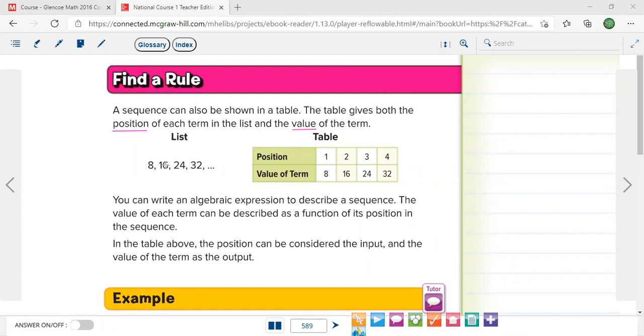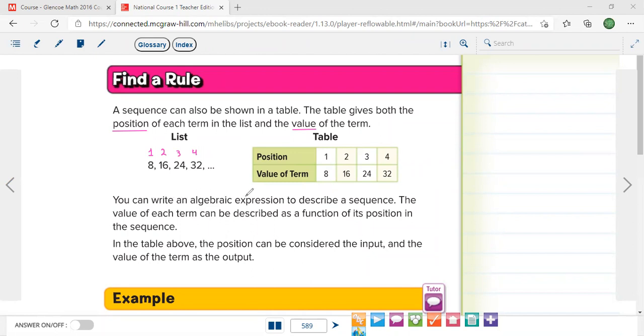Position means 8 is considered as the term number 1, and we follow the order. 16 is the term number 2, 24 is the term number 3, 32 is the term number 4, and so on. So these are the positions and these are the values. Means term number 1, it is 8, term number 2 is 16, term number 3 is 24, term number 4 is 32, and so on.